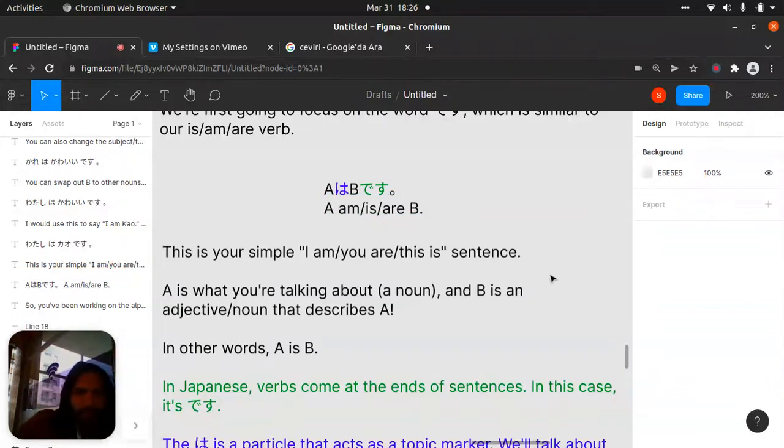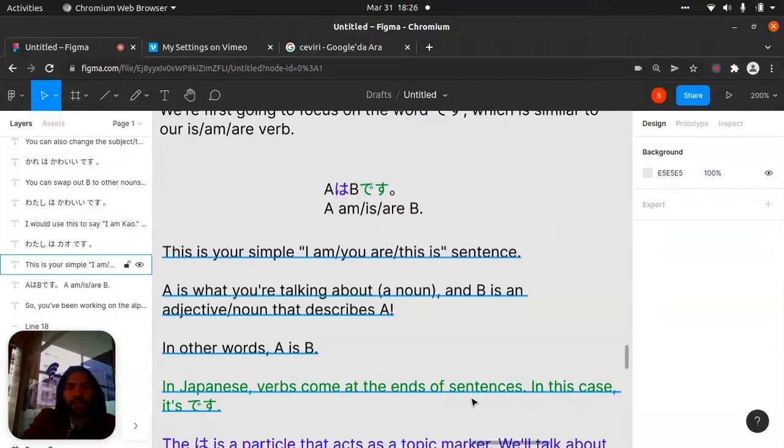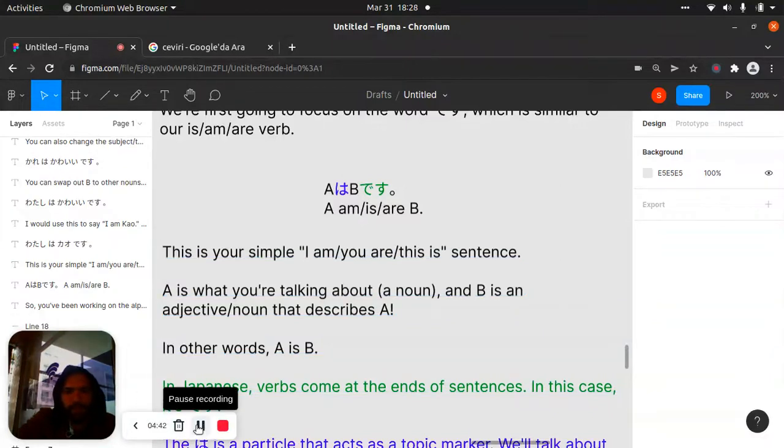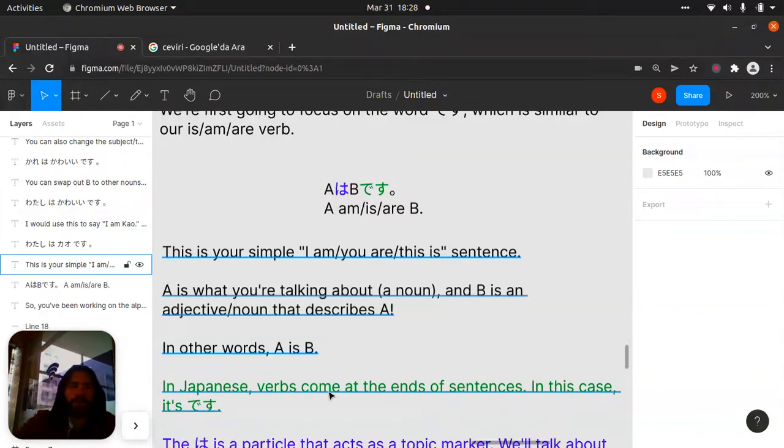So first, we'll understand that A is what you are talking about, a noun, and B is an adjective or noun that describes A, which is I am. Am describes I, and are describes you. In other words, A is B. In Japanese, verbs come at the ends of sentences. In this case, it's desu. Friends, here I told you verbs come at the ends of the sentences. In this case, desu.